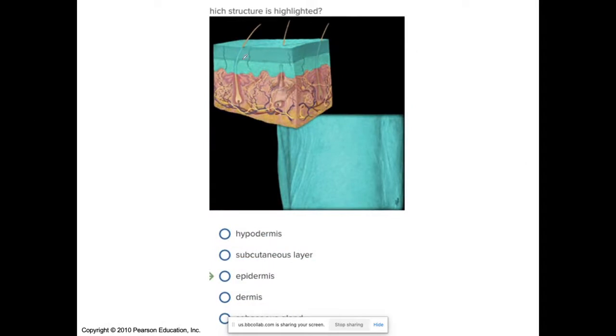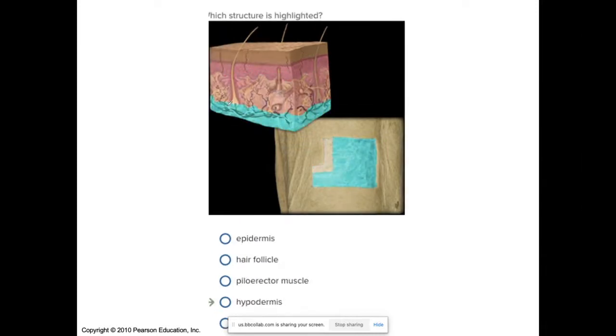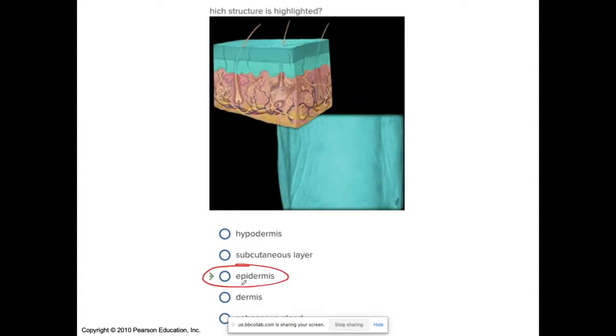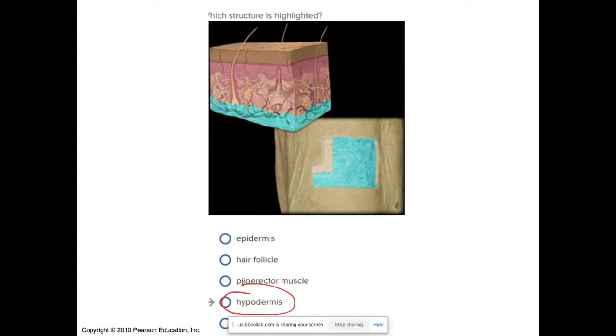So what is this highlighted layer of the skin called? That's the epidermis. Just below that, we then have the dermis. And then below that, we have the hypodermis. Again, epidermis, dermis, hypodermis.